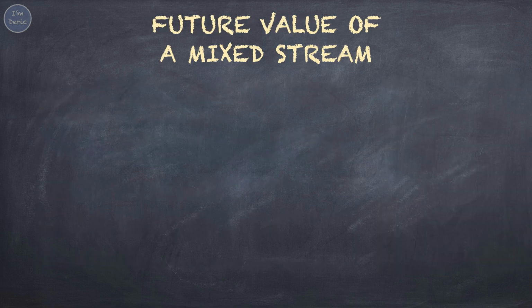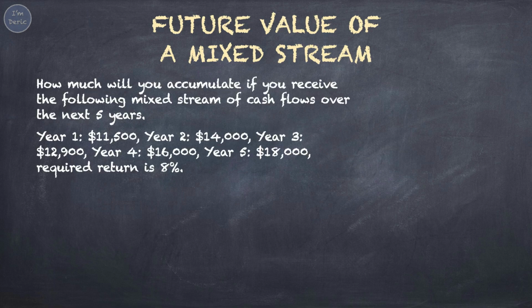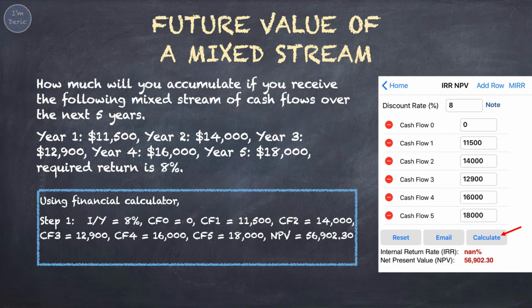Next, this is an example of calculating the future value of a mixed stream. How much will you accumulate if you receive the following mixed stream of cash flows over the next 5 years? The cash flows from year 1 to year 5 are shown in the question, and the required return is 8%. To calculate the future value of a mixed stream, we need to go through 2 steps. First step is to get the NPV, second step is to convert the NPV to future value. Using financial calculator, step 1, key in discount rate equals 8%, CF0 equals 0, CF1 to CF5 will be the cash flows from year 1 to year 5.